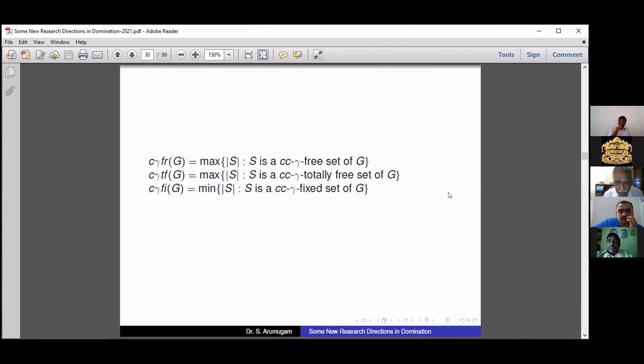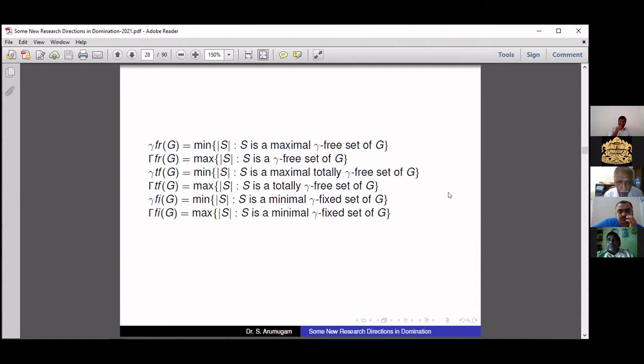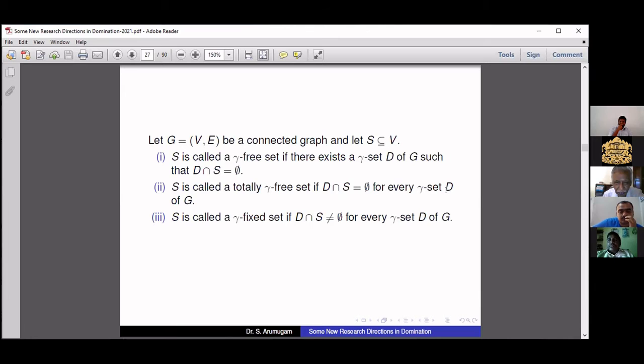I will define the parameters, gamma free number and so on. I will define all the parameters. I will develop the whole concepts needed for moving further.